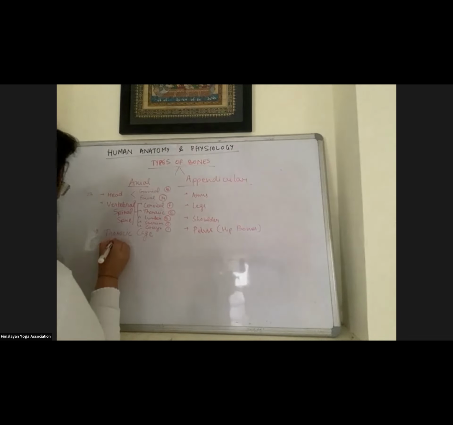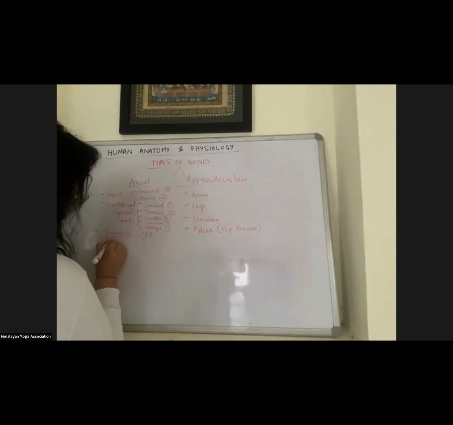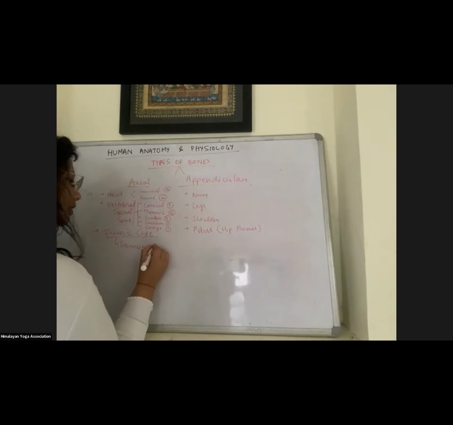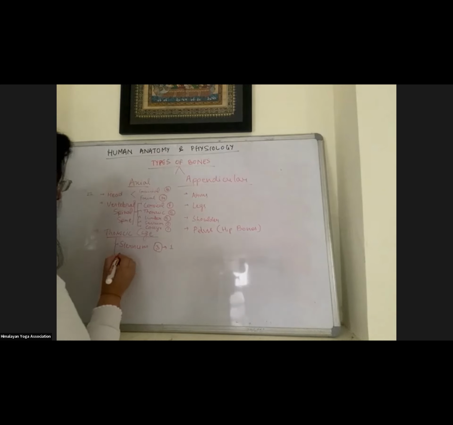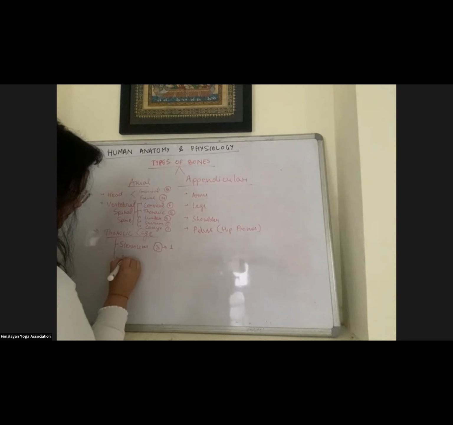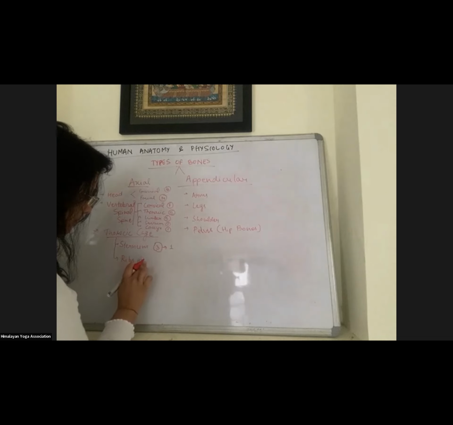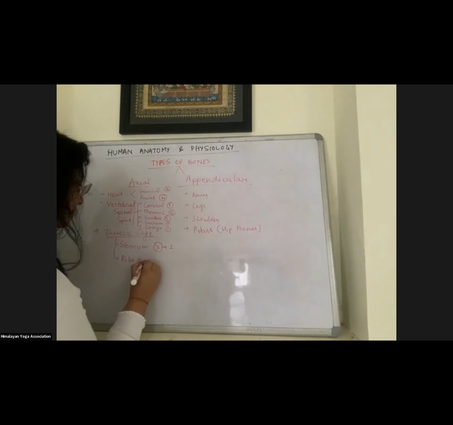In the thoracic cage, it has sternum. It was 3, but it has been fused to 1. Now it has 12 pairs of ribs.